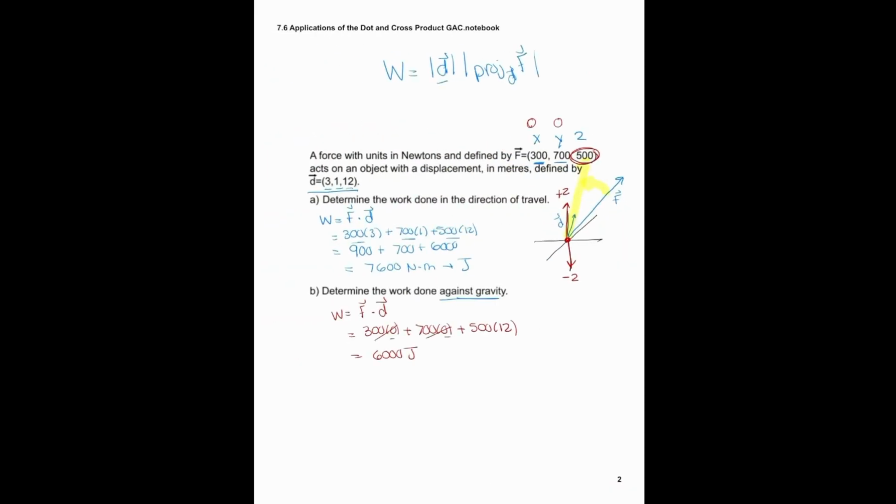Okay, so we've just seen that we can use the dot product to determine work. Now let's take a look at the cross product. We can actually use the cross product to determine the area of a parallelogram. Just as a reminder, the area of a parallelogram is equal to the base times the height.